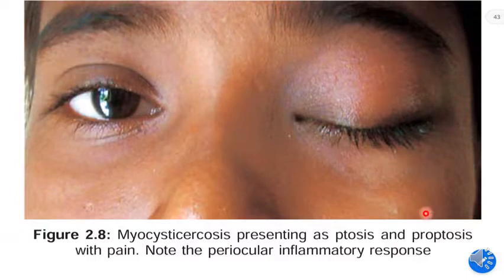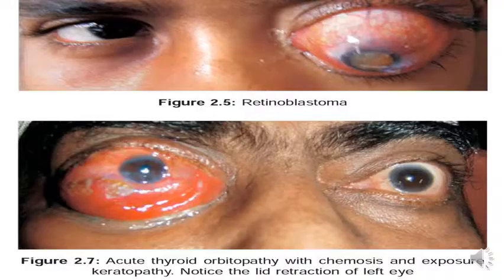Now, this is a case of myocysticercosis. This is a component of ptosis, proptosis. You can see the inflammatory response, periocular inflammatory response. And as I already told you, certain malignant conditions like retinoblastoma and rhabdomyosarcoma mimic orbital cellulitis. So in a child with proptosis mimicking orbital cellulitis, we should rule out retinoblastoma and rhabdomyosarcoma.